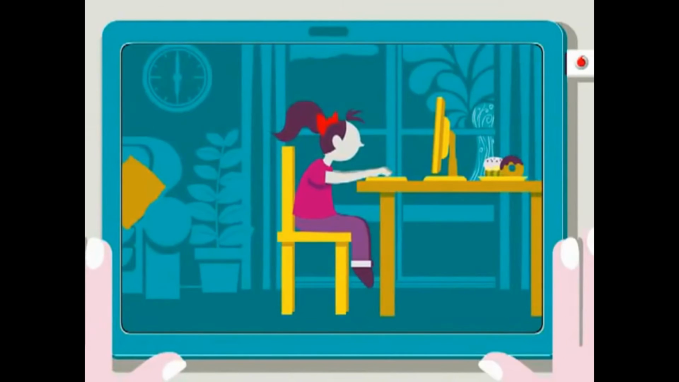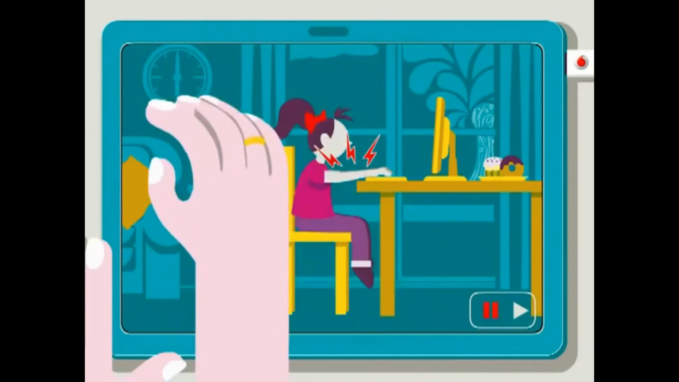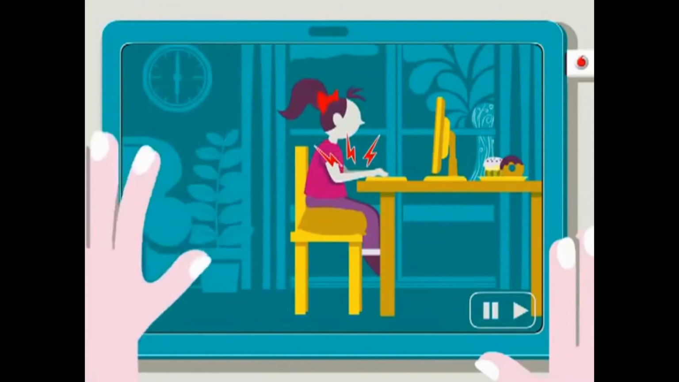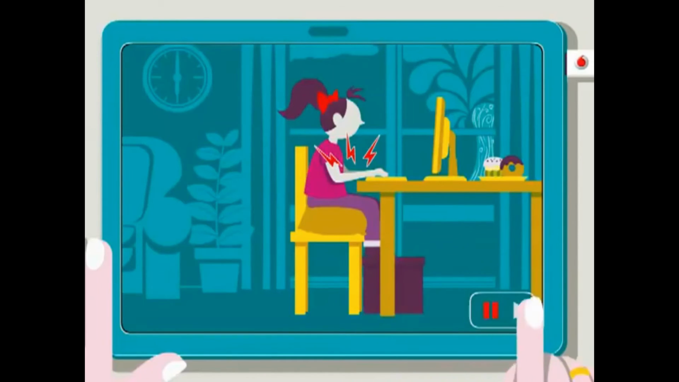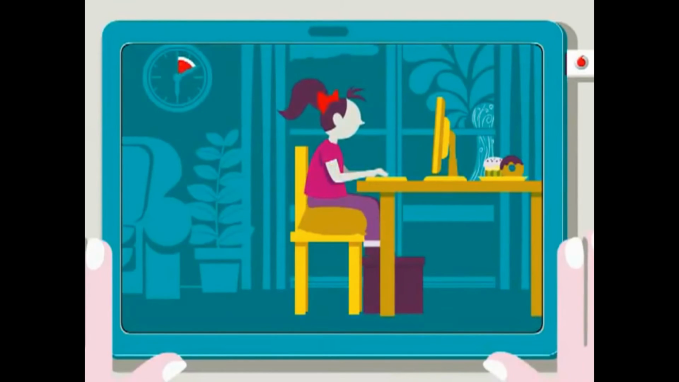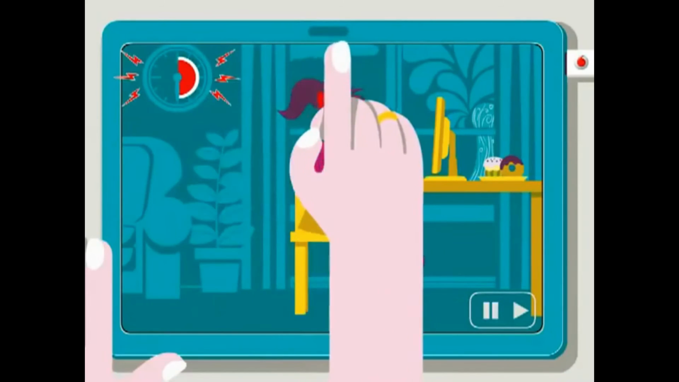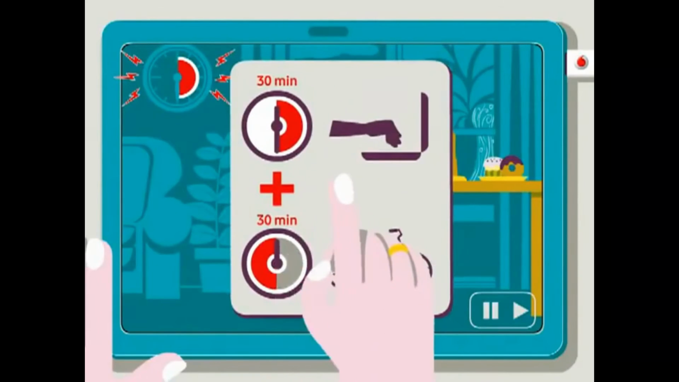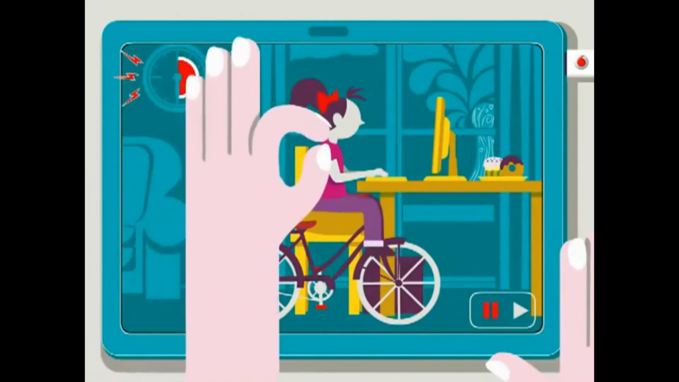Is this girl sitting correctly? No, she is not. She is hurting her hands. Okay, now she's sitting correctly, but look, she sits a long time beside her laptop. She must leave the device for a while. She has to do some exercise.